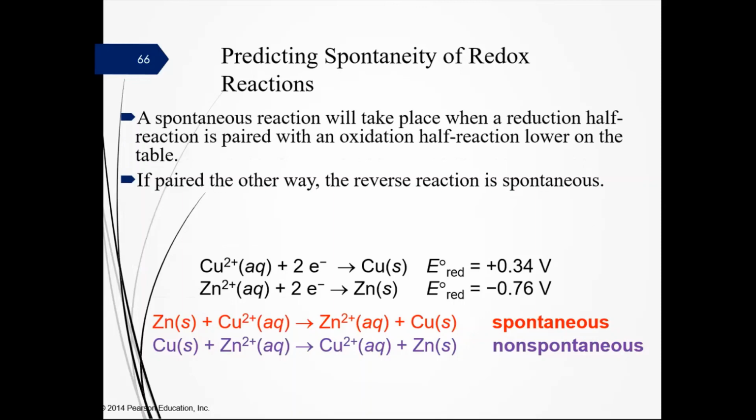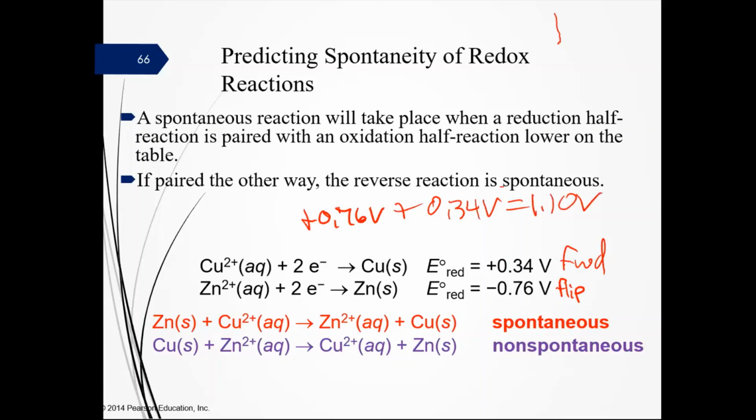So when we're trying to find out which one's going to be spontaneous and non-spontaneous, if we look at our zinc solid going to zinc 2+ and our copper going to copper solid, that gives us a reaction where it's the flip of this one. So that's positive 0.76 volts because our zinc is going backwards. And we get the forward of this one. And that gives us a total of 1.10 volts.